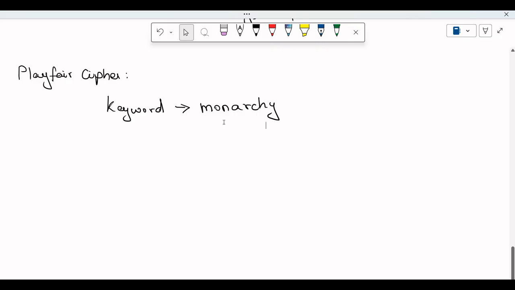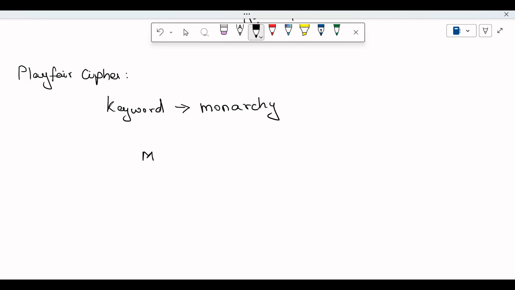Before proceeding with the construction, we remove all the repeated characters from the keyword. In this case, all the characters are unique, so we use the keyword as such. Suppose my keyword is banana. Here I have many repeated characters, so I remove all the repeated characters, and only BAN will be used to fill up the 5 by 5 matrix. Let us start with the keyword monarchy to construct the matrix. I'm going to use these characters to construct it.